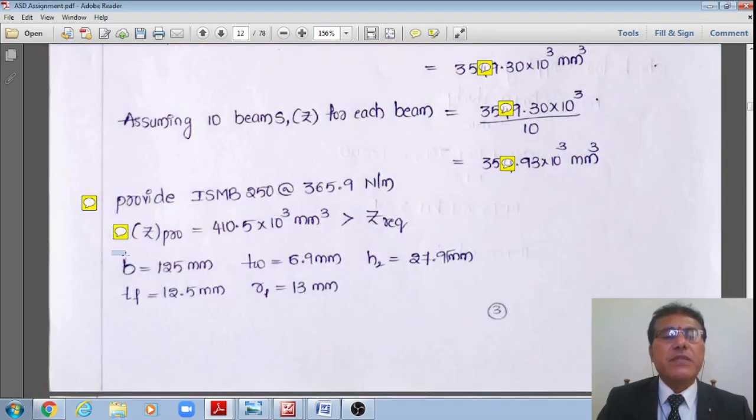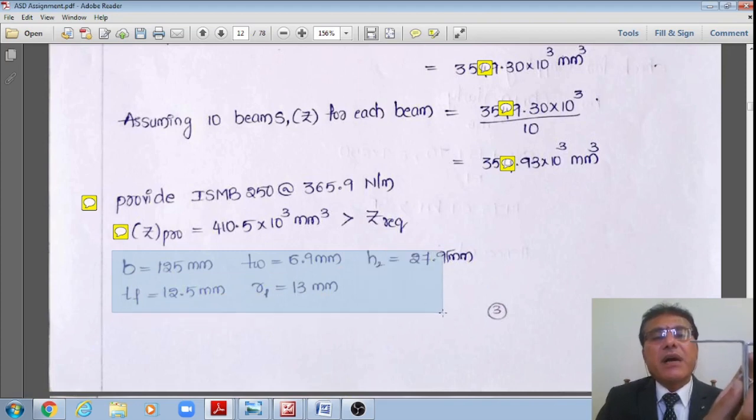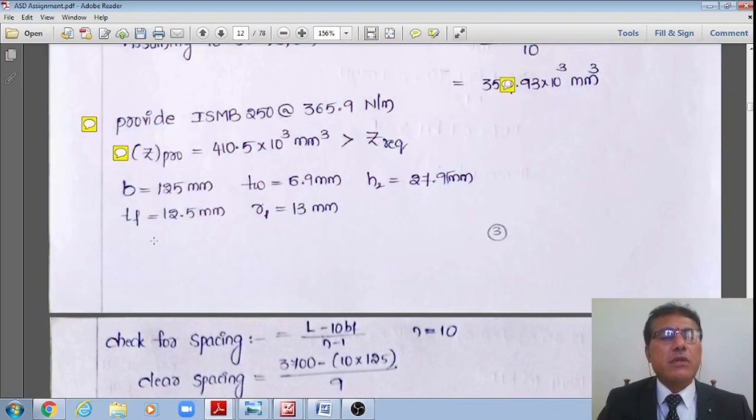The width of the flange is equal to 125, the thickness of the web is 6.9, and h2 is equal to 27.95. The thickness of the flange is equal to 12.5, the root radius R1 is equal to 13, and also the elastic section modulus Z.